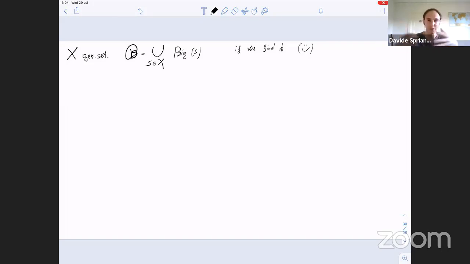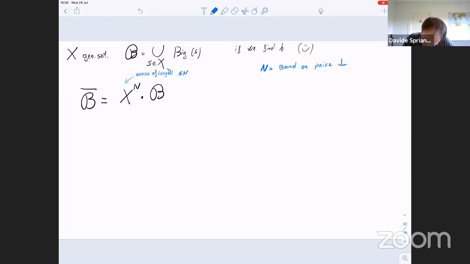So what do we need? We need to get something bigger and bigger and be able to say that we find either something that is transverse or something that looks like a product. So let's define B bar to be X to the N applied to curly B. What does this mean? X to the N are all the words of length with respect to the generator X less than N, and B is the set defined before. And N here, I don't want to be any number. I want N to be the bound on pairwise orthogonal domains.